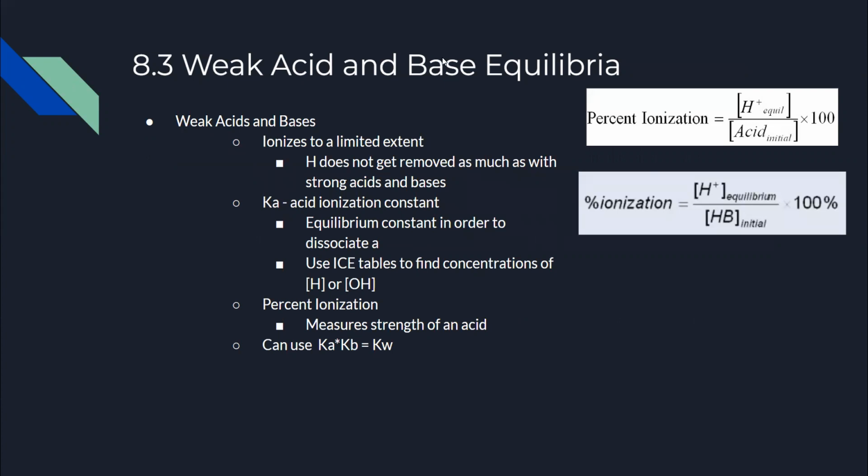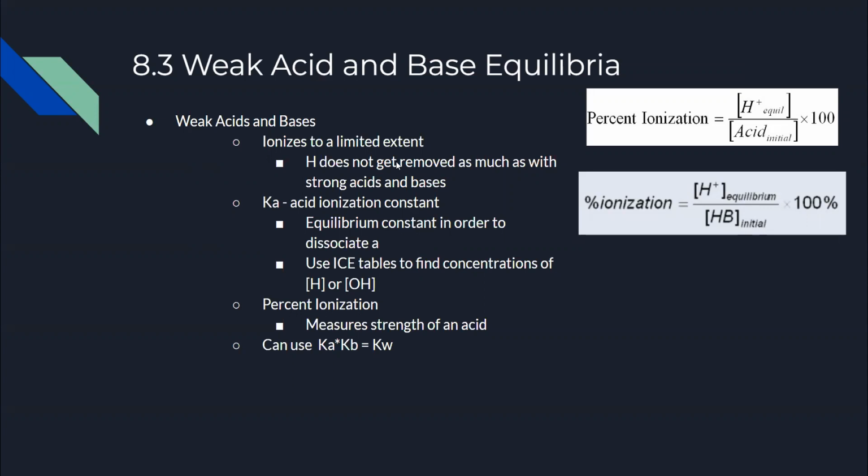8.3, weak acid and base equilibria. Weak acids and bases ionize to a limited extent, and hydrogen does not get removed as much as with the strong acids and bases. You have Ka, the acid dissociation constant or acid ionization constant. It's like an equilibrium constant of its own, used to find how much of the acid is dissociated.